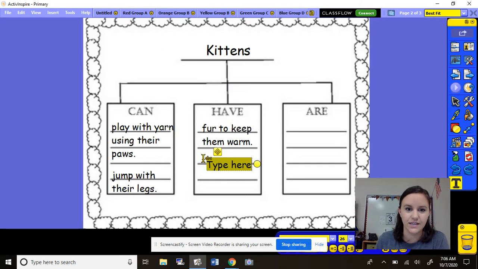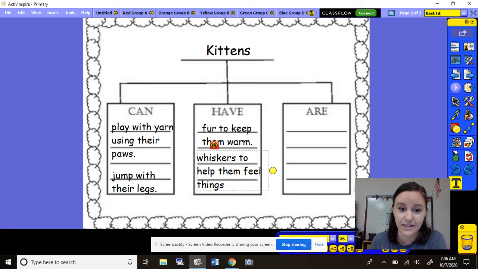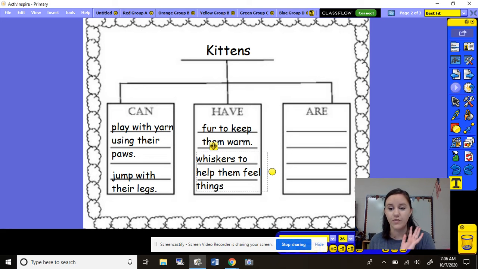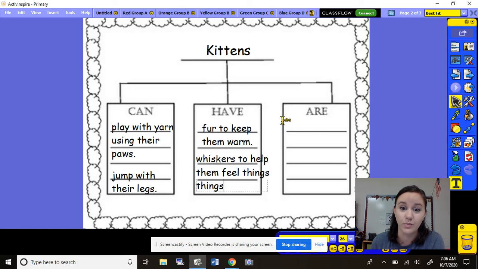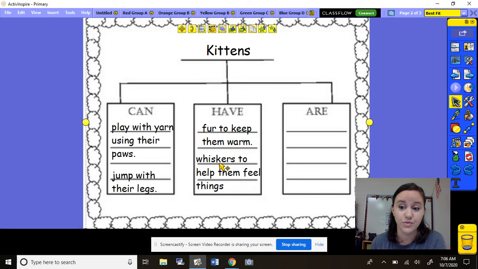Whiskers. So I can say kittens have whiskers to help them feel things. You knew that for cats and kittens, they use their whiskers to help them feel. It helps them know if they can fit in small spaces or not. Now, I'm not 100% sure about how exactly it works, so that's something I would have to look up if I wanted to write more about that. But I do know that they use their whiskers to feel.